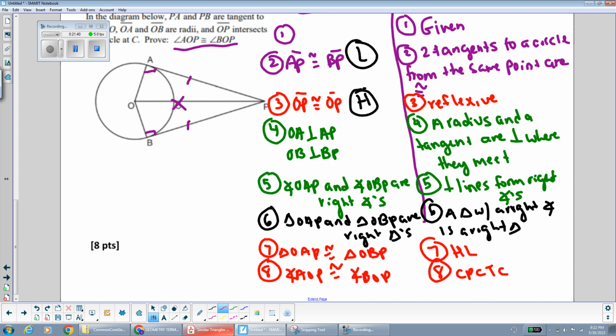Now, this is a long way to do this proof. If you used SSS, it would have been a whole lot shorter. Instead of being an 8-step proof, that would have been, I'm counting 6 steps. So that would have definitely cut down on some steps.